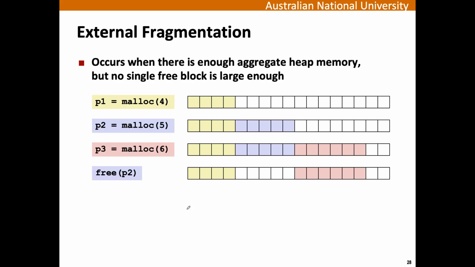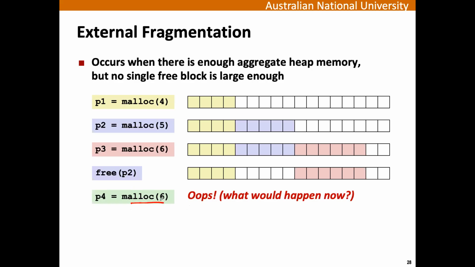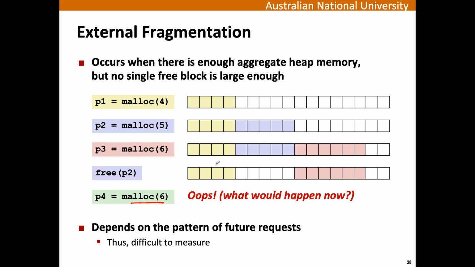So at this point, if we have a request for malloc 6, then we do have enough unused space on our heap, but we cannot fulfill malloc 6 because we don't have it contiguous. So this is an example of external fragmentation. It happens when there is enough aggregate heap memory, but no single free block is large enough. So external because it's not within a block, but external to the blocks, across the blocks.